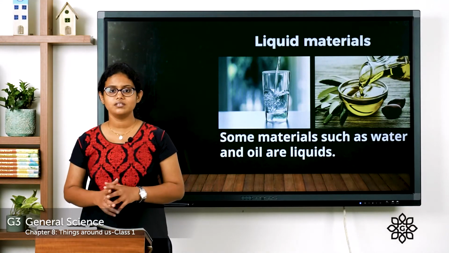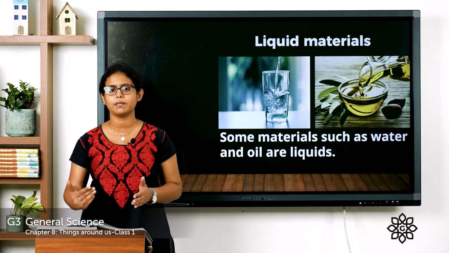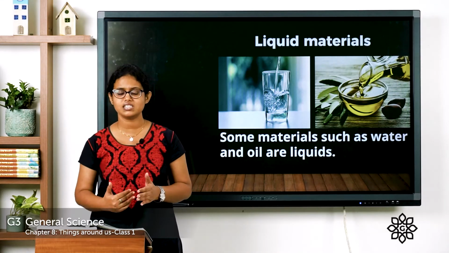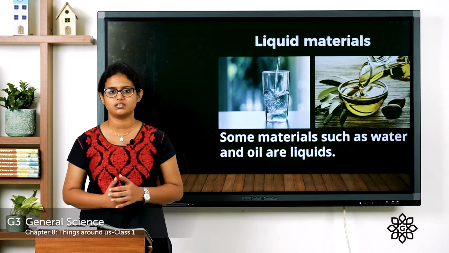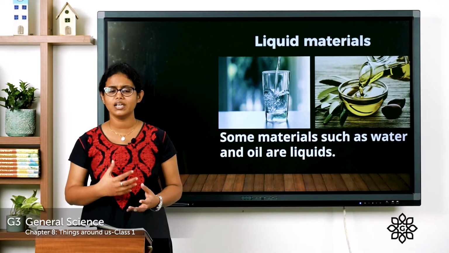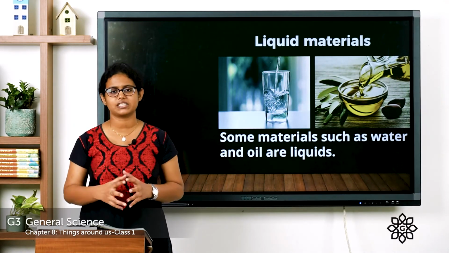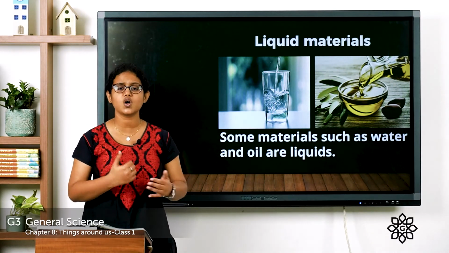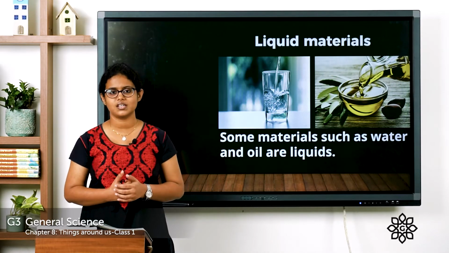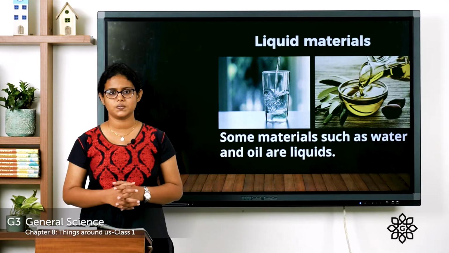The next one is about liquid materials. So what are liquid materials? Materials that are in liquid state are called liquid materials. Oil, water, all these are examples of liquid materials. And they are also called fluids because they flow from one place to another.